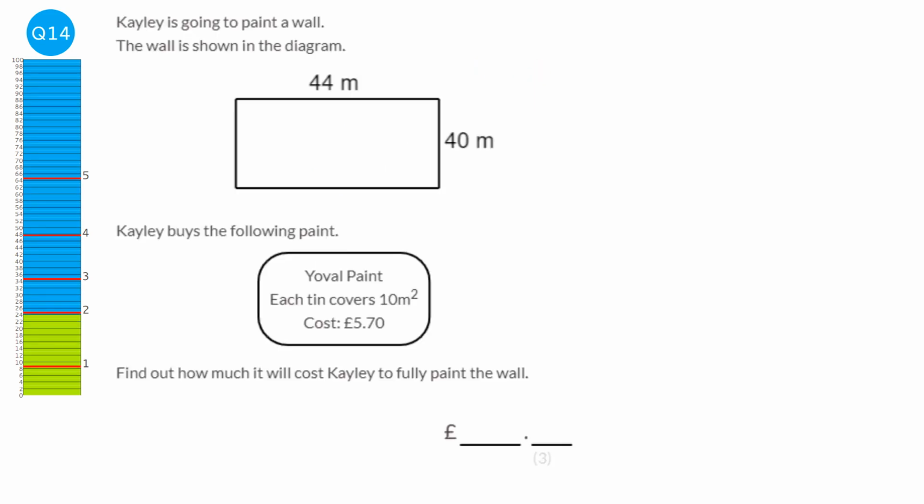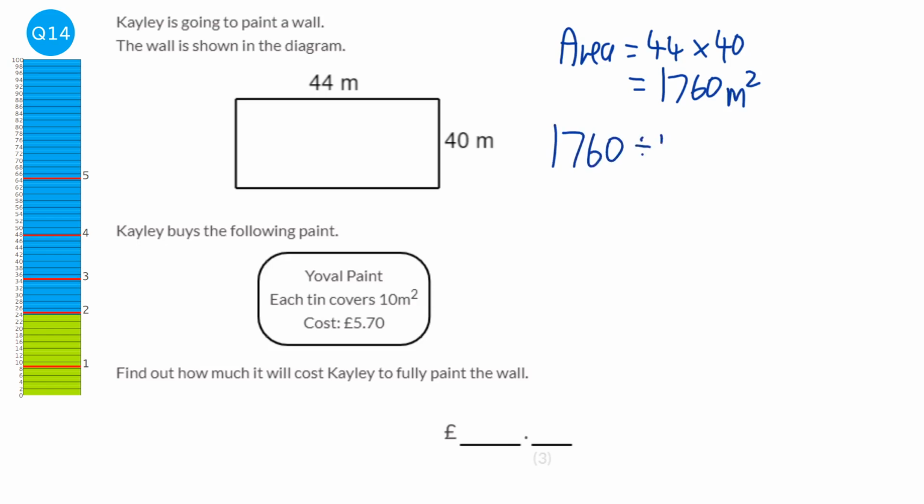First thing we need to do is work out the area of the wall, and so to do that we're just going to multiply the 44 by the 40. So 44 times 40 is 1,760. And next thing we notice is that each tin covers 10 meters squared. So it actually means we can work out the fact that there are 1,760 meters squared in total for our wall. And if each tin covers 10 meters squared, then we will need 176 tins. That's the amount of tins we need.